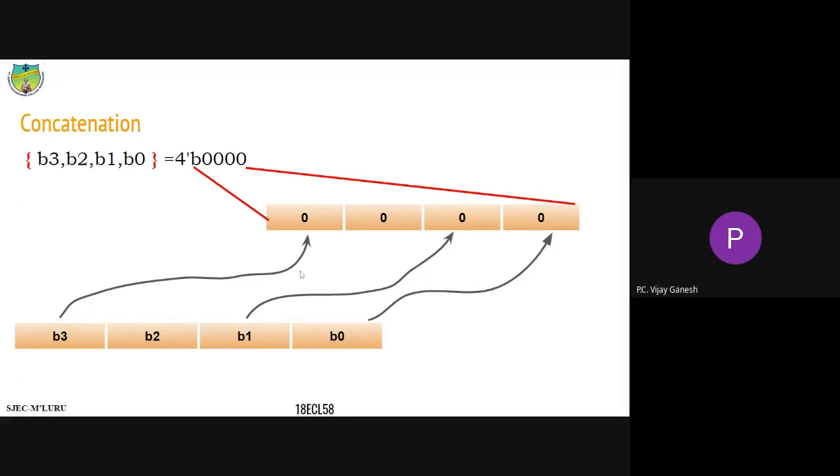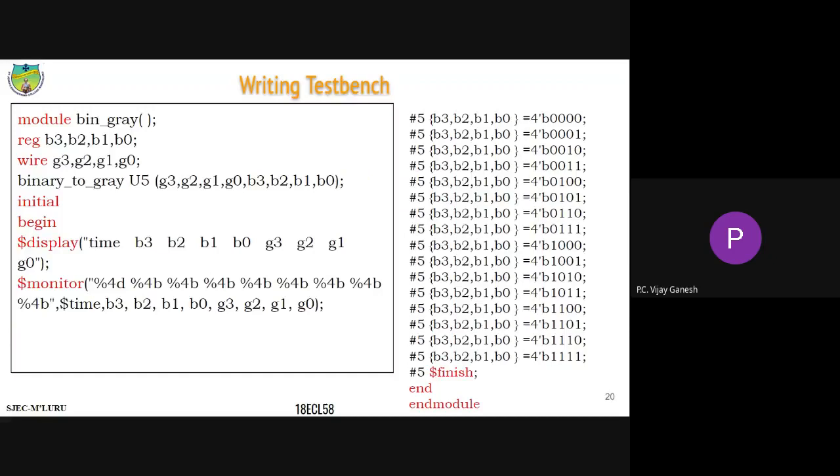Now we'll try to use this method in the test bench. When we write a test bench for the binary to gray, what is the rule? The test bench should not have any input or output, and all the device under test inputs will be declared as registers. All the outputs from the device under test should be declared as wires. For the binary to gray converter there are 4 inputs, and the output from the module is also 4 bits. So we have declared registers B3, B2, B1, B0, which are the inputs, and G3, G2, G1, G0 as the outputs.